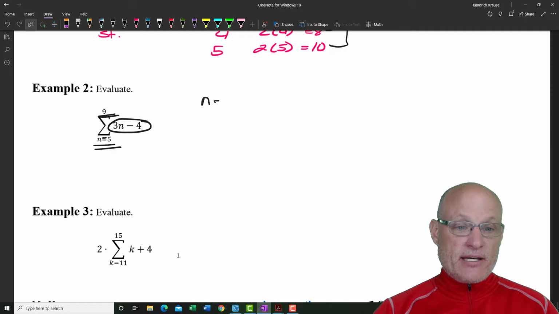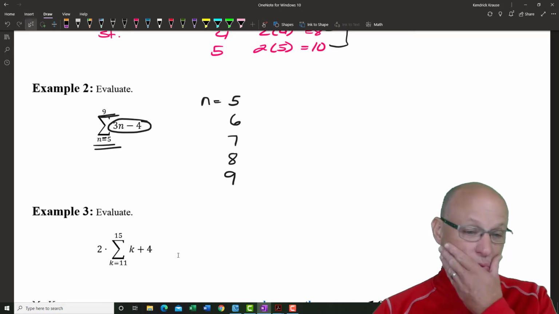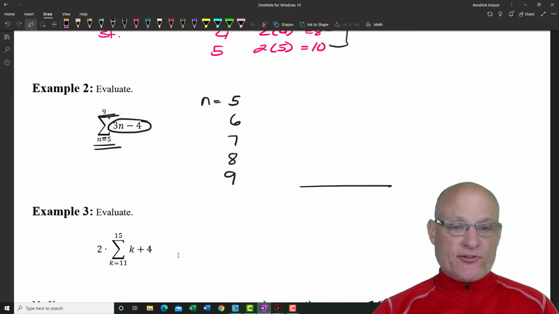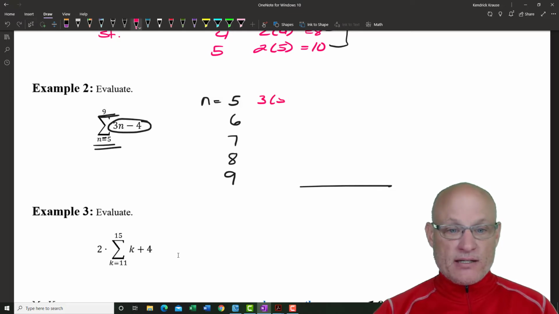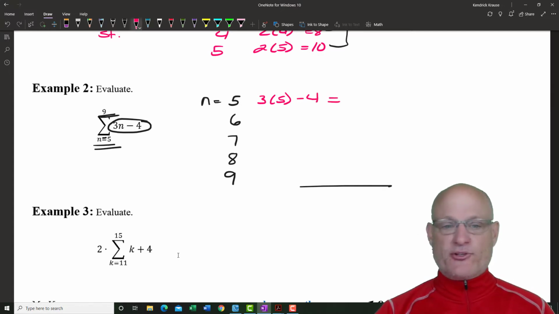So you could write n equals 5, 6, 7, 8, and 9. And when we're done, we're going to add all those up and get some value. So let's see. We're going to do 3 times 5 minus 4. And eventually you're going to start to see a pattern here because these are linear relationships.